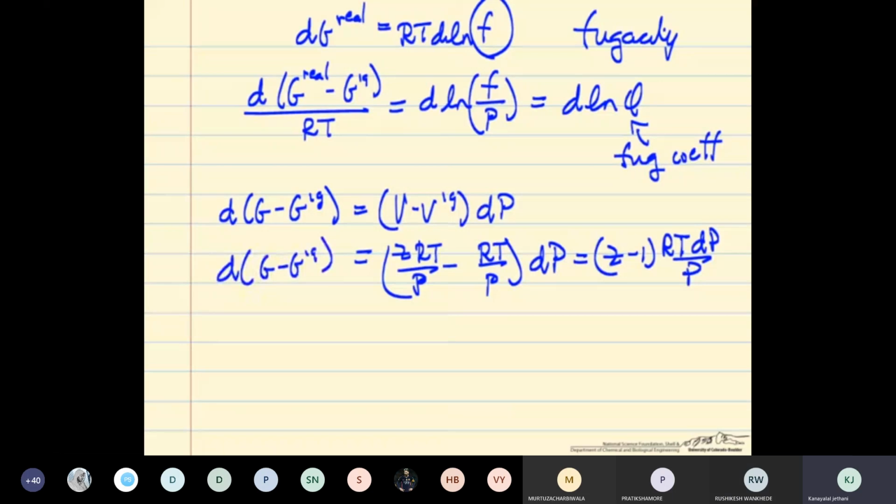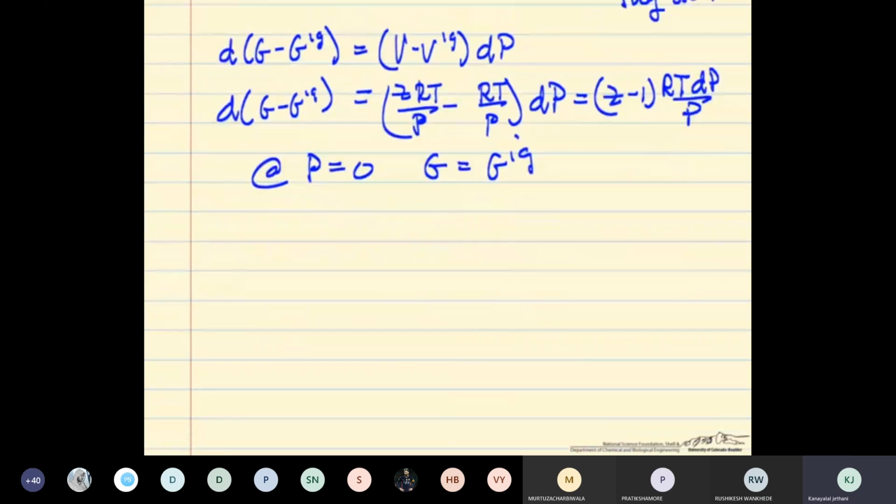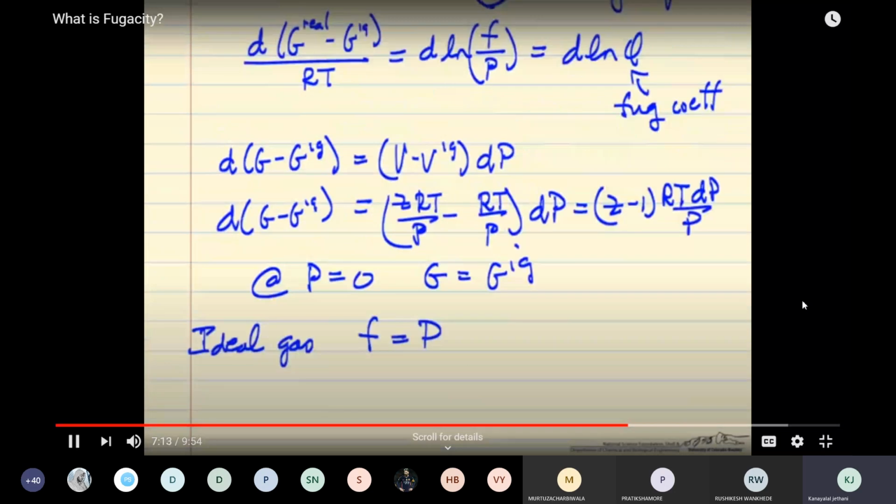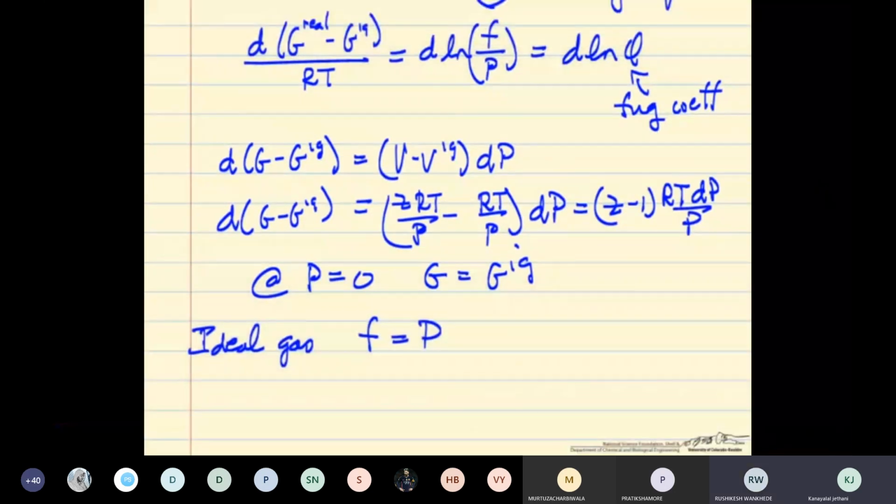Note that as pressure approaches 0, G approaches the ideal gas value. So the real gas value and the ideal gas value give the same free energy at low pressures, where gases become ideal gases. This means that for an ideal gas, the fugacity is just the pressure. For a real gas, we have to use information like the equation of state, integrate this, and determine the fugacity, because we have the change in Gibbs free energy in terms of Z. We also have it in terms of fugacity and pressure.